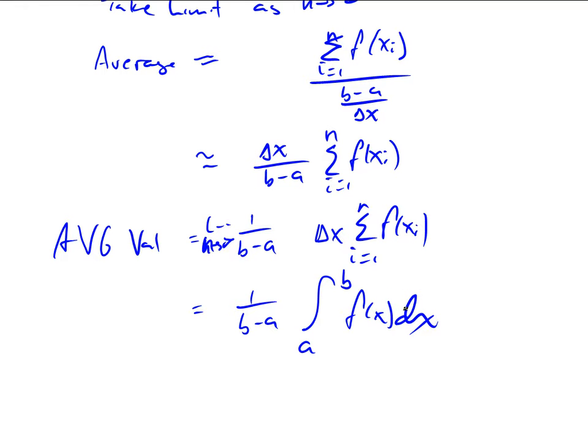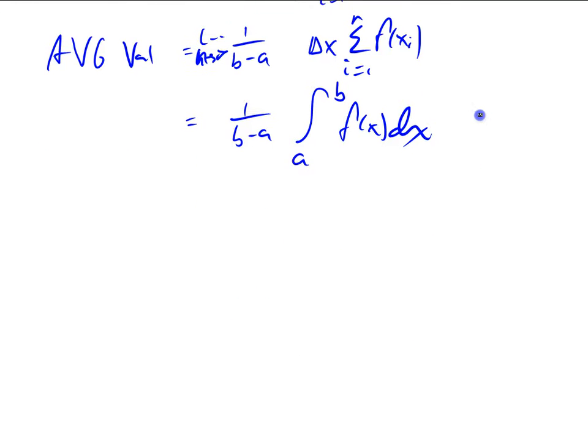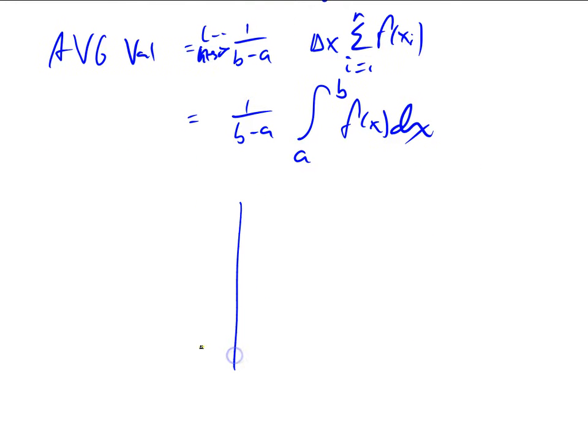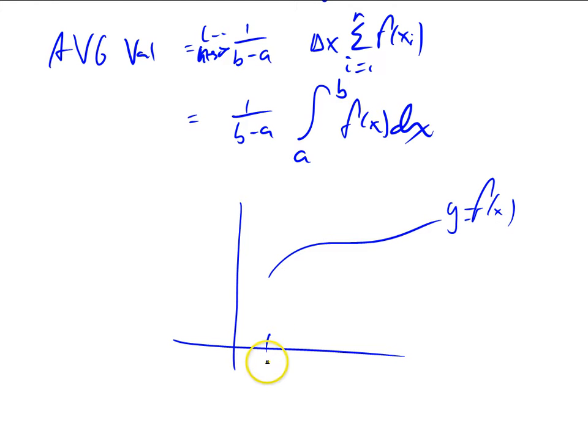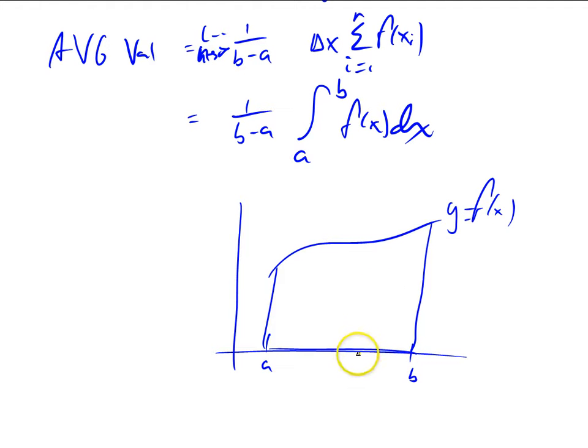But once I have this integral, I can think of this in a very different way. I'm going to draw the picture again. Here's f of x between a and b. This integral is the area underneath. So the integral is the area. The b minus a is the length of the base. So I have the area divided by the length of the base.